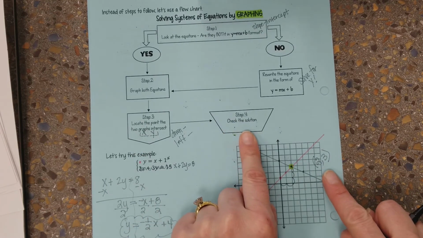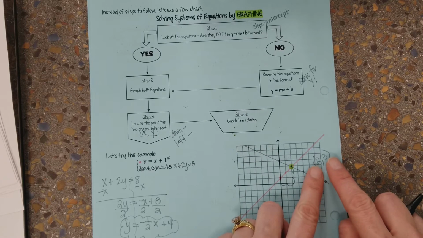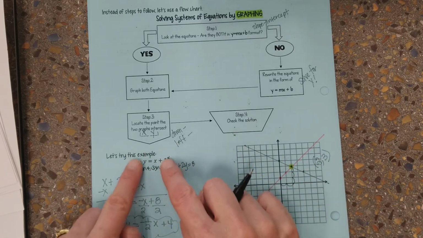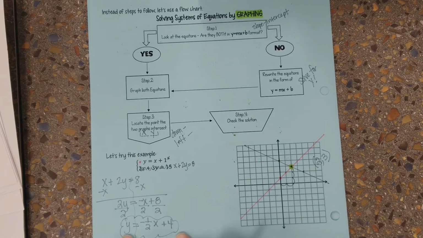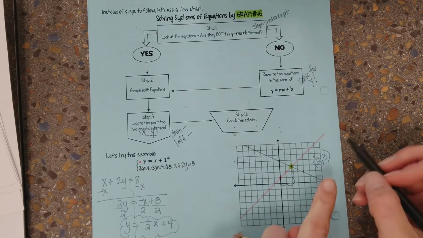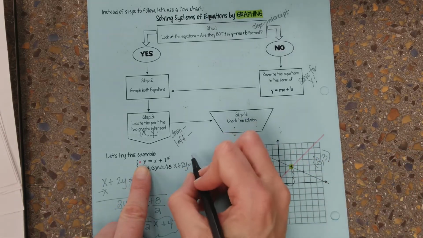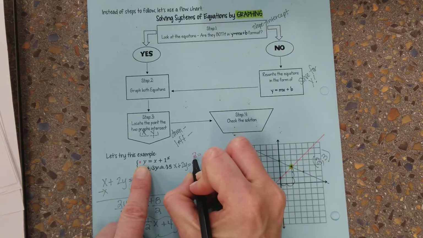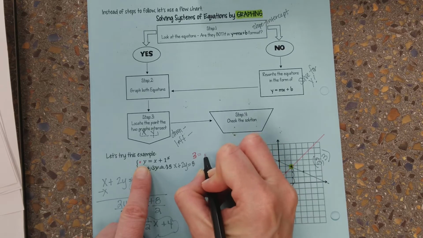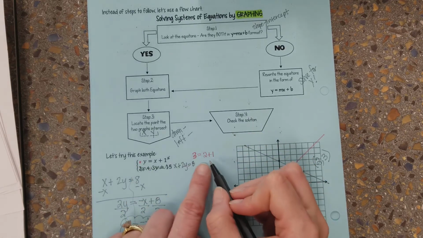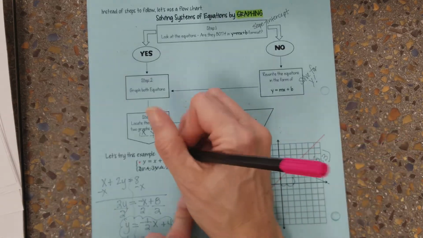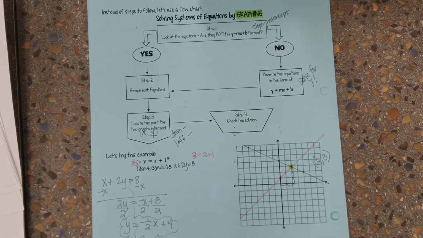Now to check my solution, I'm going to put this point in both of these equations and it should keep them true. If it doesn't, then I've done something wrong. I'm going to do that in pink so that you guys can see it. So I know that my x is 2 and my y is 3. For this one right here, I put 3 equals 2 plus 1. Is 2 plus 1 equal to 3? Yes, so that one's good. We're good with that one.